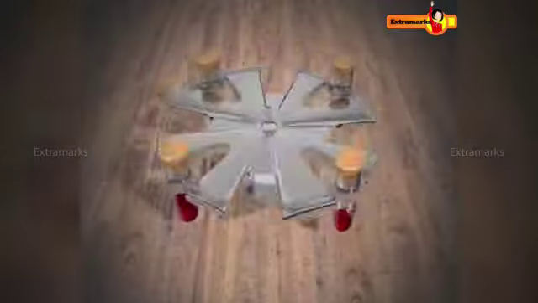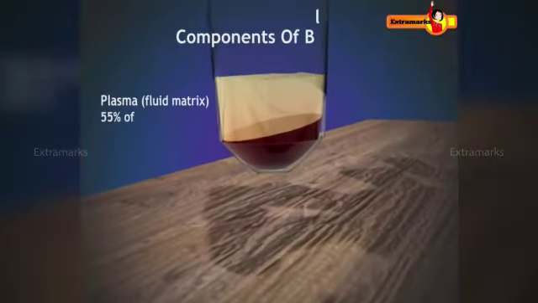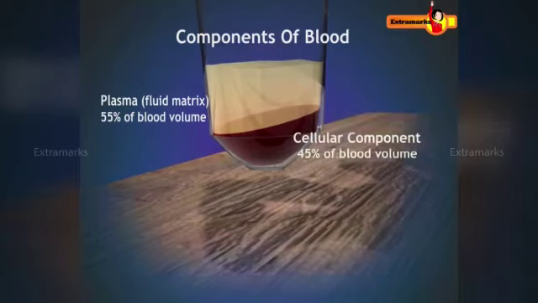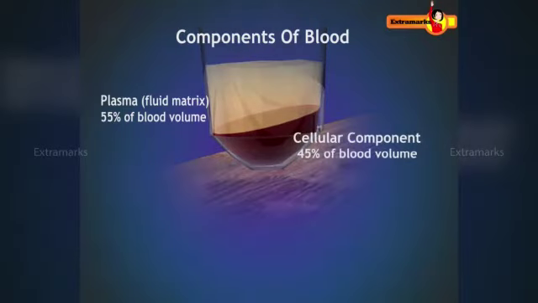Blood is a specialized connective tissue that consists of fluid, matrix, plasma, and formed elements. If we centrifuge and try to separate the fluid matrix from the cellular components, we will find that nearly 55% of blood volume is plasma, while the rest 45% volume is taken up by the cellular components.